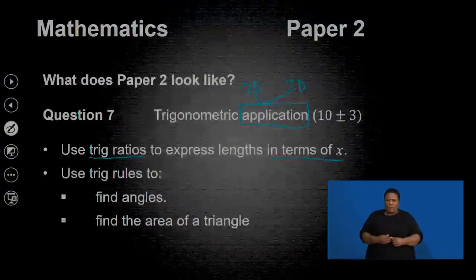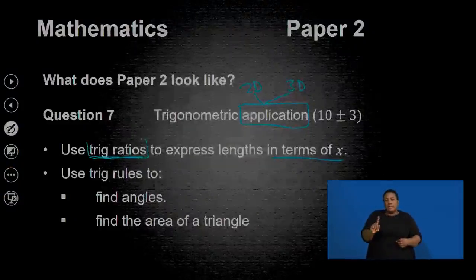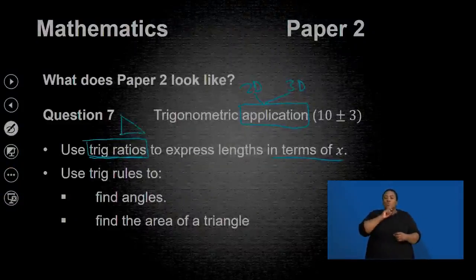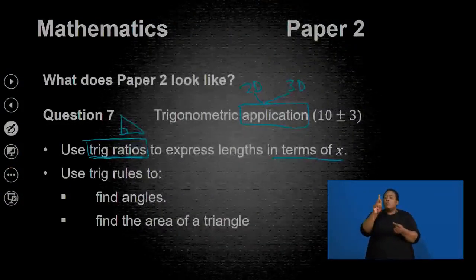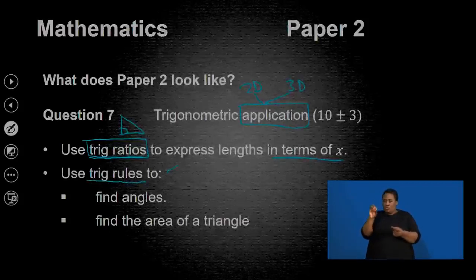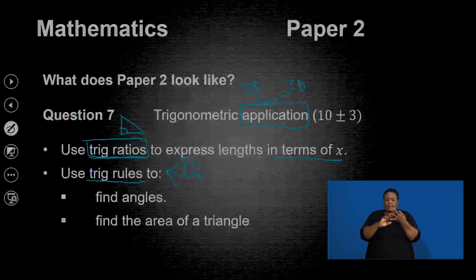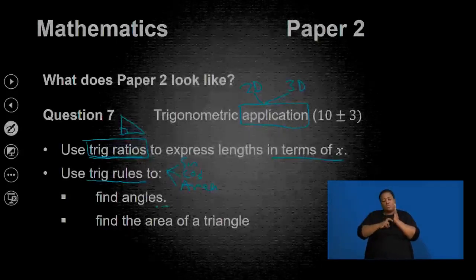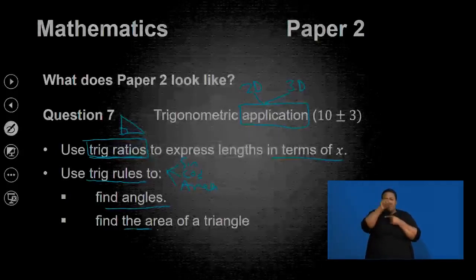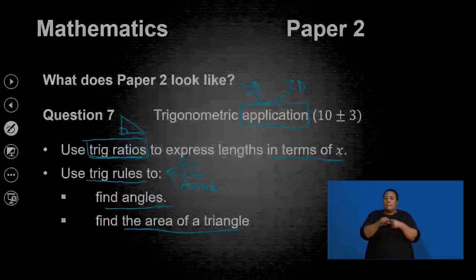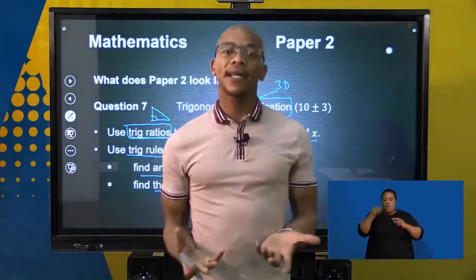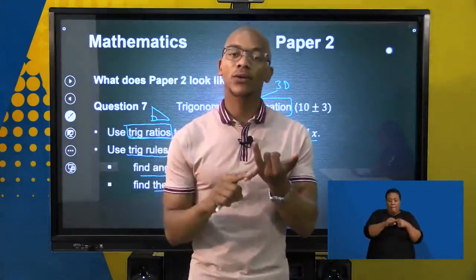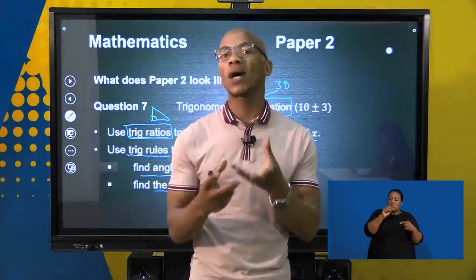And then the other important thing is we only use the ratios if we are given a right-angled triangle. So that's one of the other things you need to please remember there. And then with the rules, remember there's 3 rules that we look at. It's our sine rule, our cosine rule, and our area rule. So those are the rules we're talking about. You use them to find angles, and you also use them to find an area of a triangle. So remember, if you want to find angles, you can use either your sine rule or your cosine rule, depending on what you are given.